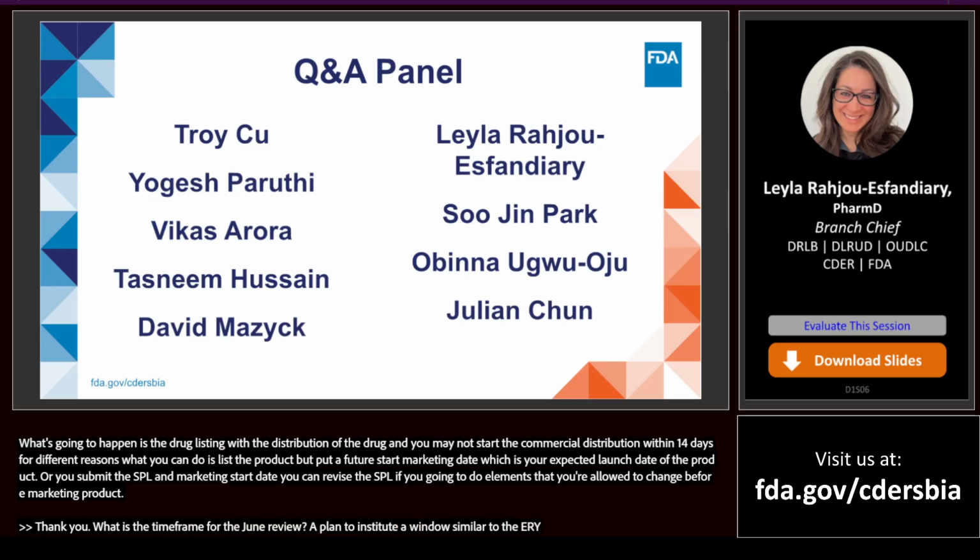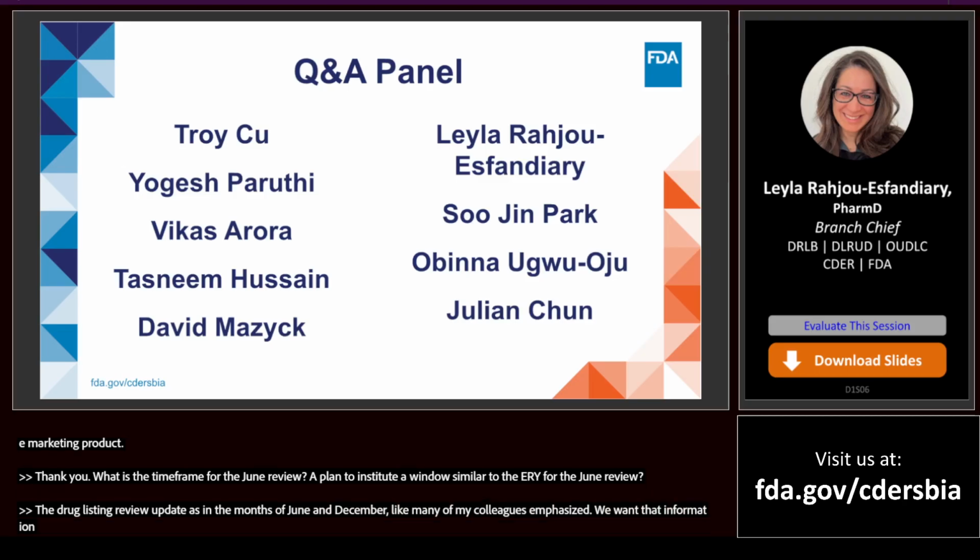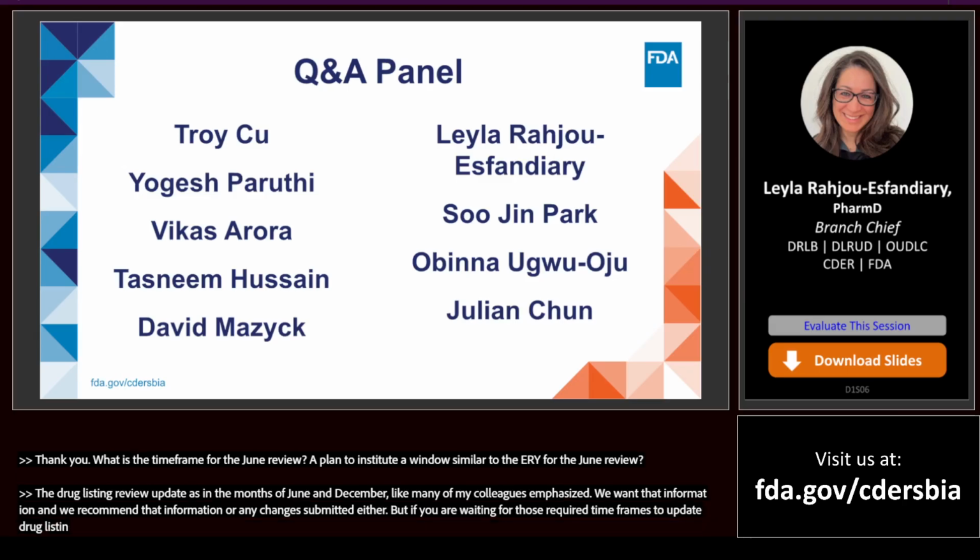So the drug listing review and update has always been the months of June and December. Like many of my colleagues emphasized, we want that information and we recommend that information or any changes are submitted earlier than June or December at the time of change. But if you are waiting for those required timeframes to update your drug listing, it will be the entire month of June and entire month of December. There is no plan in changing it. If we change it ever, there has to be a change in the regulations. Thank you.